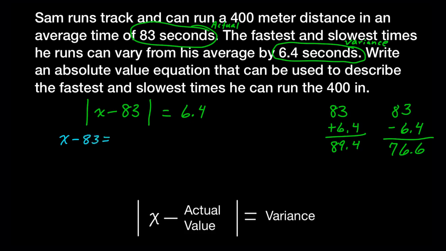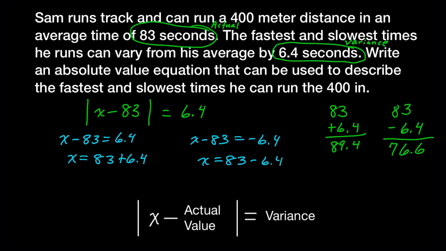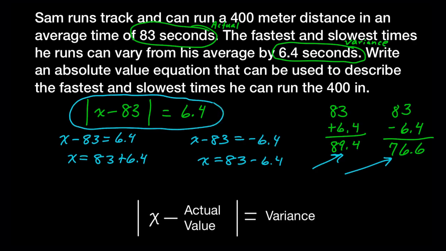It would look like this. You have x minus 83 equals 6.4, and you have x minus 83 equals negative 6.4, giving you x is equal to 83 plus 6.4 seconds, and x is equal to 83 minus 6.4 seconds, which will give you these two values right here. And so this is your absolute value equation that will generate this with your variance. So you have the absolute value of x minus what your actual value is equals, and then how much that value can vary by.